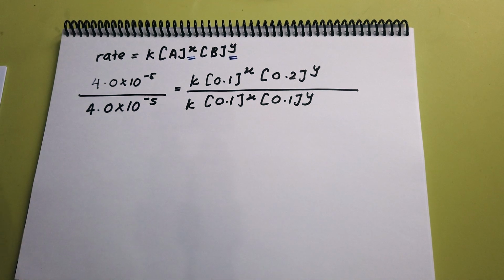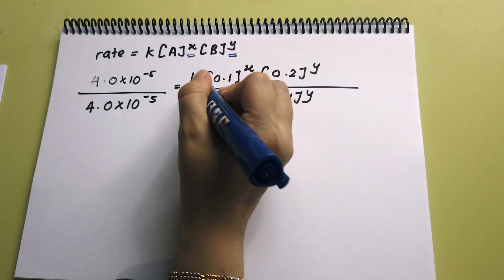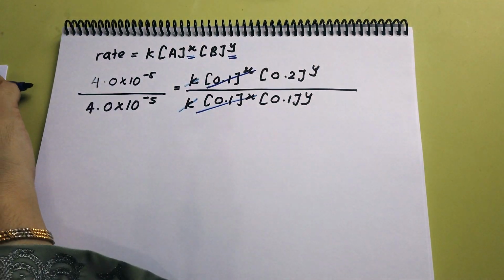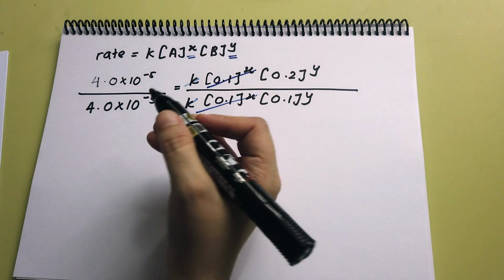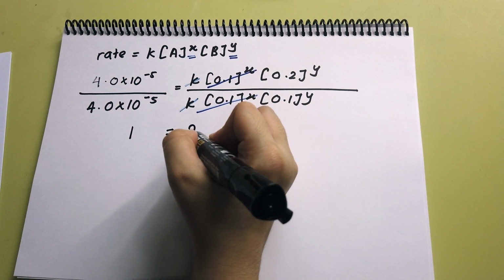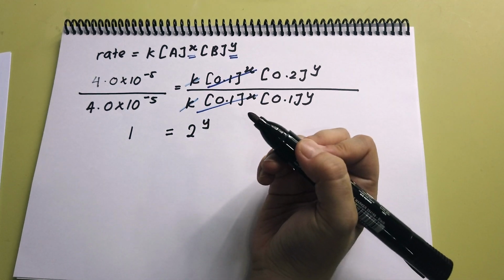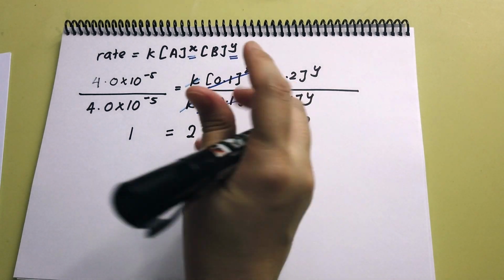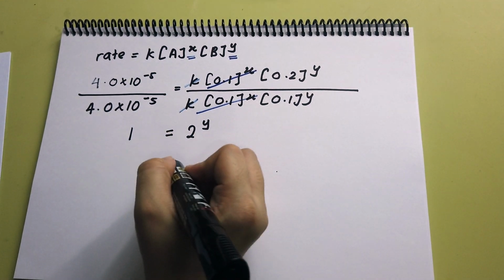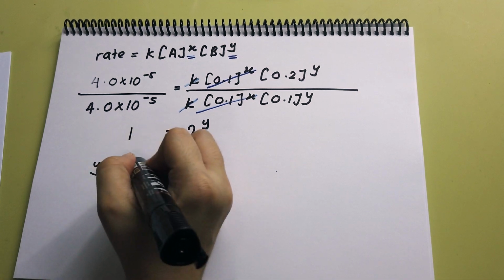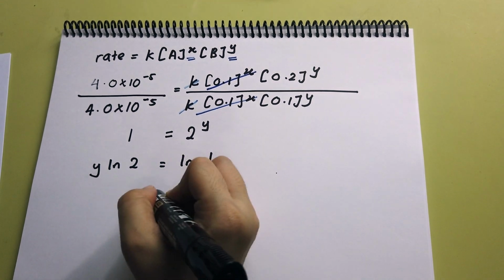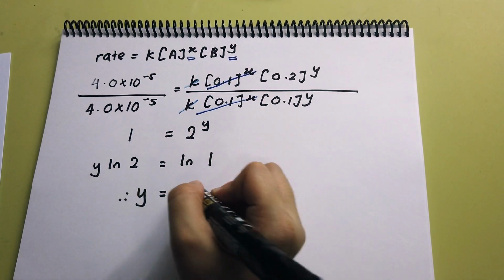From here, since these are the same, you can slash them out, and these are the same, you can slash this out as well. So 4 divided by 4 is equivalent to 1. So you should get 2 to the power of Y. How are you going to find Y? You need to bring the Y to the front, so you need to put ln. So Y ln 2 is equivalent to ln 1. Therefore, Y is equal to 0.